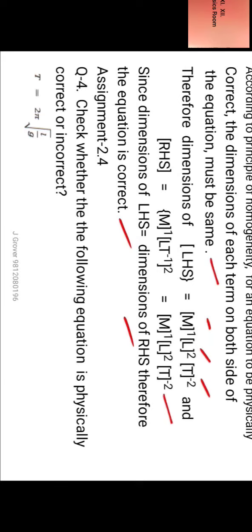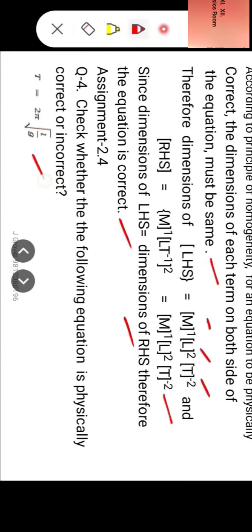Now, assignment 2.4 continued. Question number 4. Check whether the following equation is physically correct or incorrect. T is equal to 2 pi root L by G.